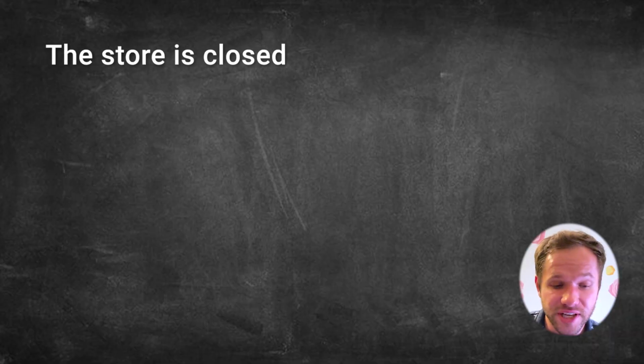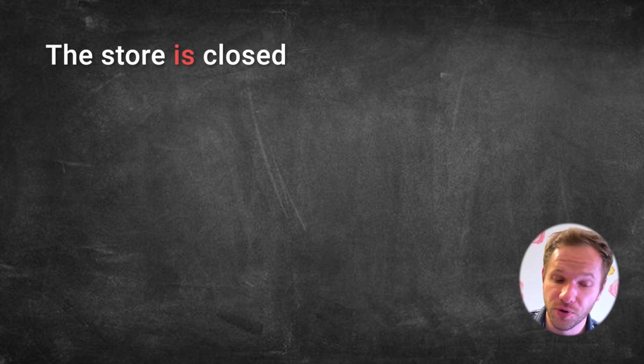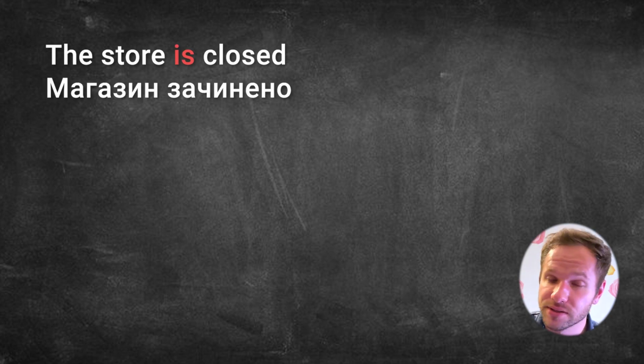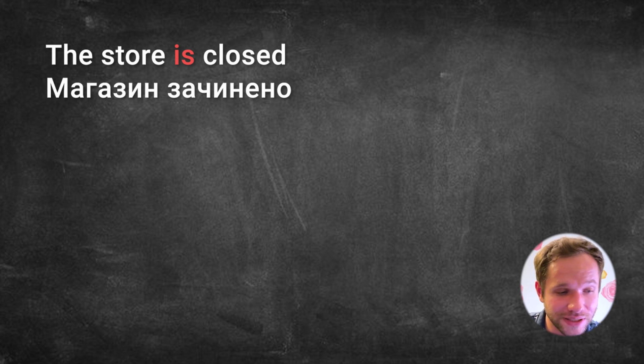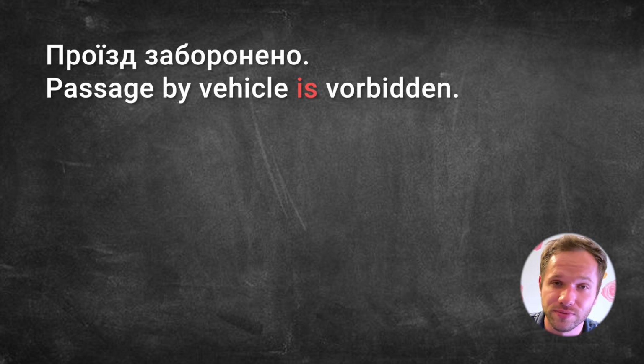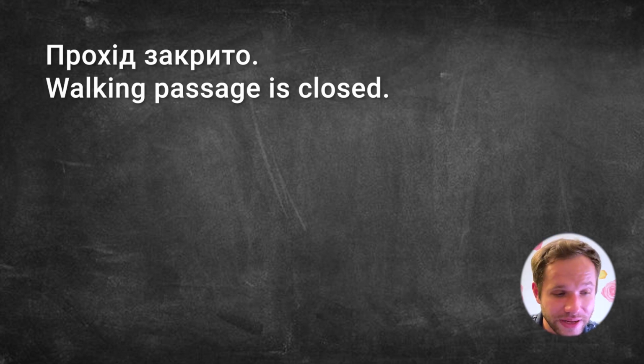There are also situations in the Ukrainian language where the subject is omitted and the verb appears in a form that you haven't seen so far. You can easily notice that it functions similarly to the English passive voice. Let's look at the examples. Давайте подивимось на приклади. Магазин зачинено. The store is closed. Проїзд заборонено. Passage by vehicle is forbidden. Прохід закрито. Walk-in passage is closed.